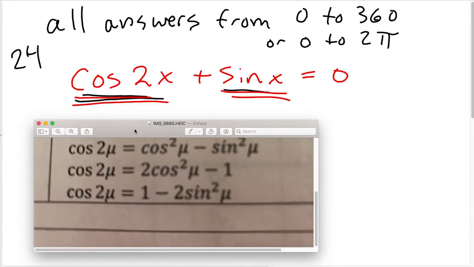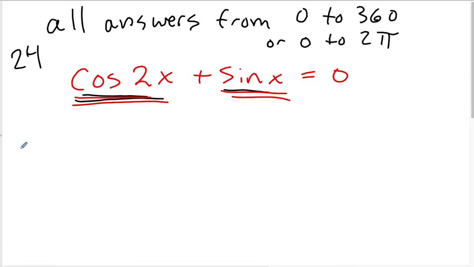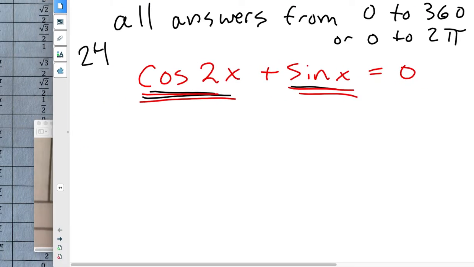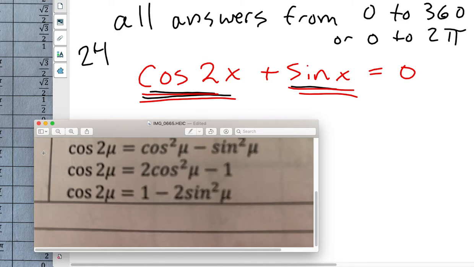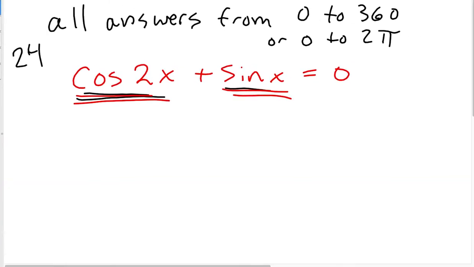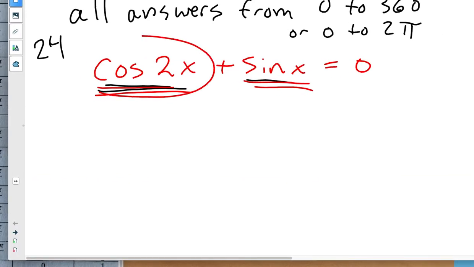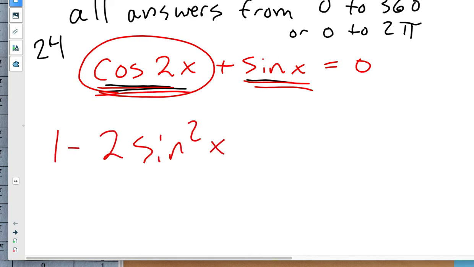We have the first one, the second one, or the third one. There are three different options, and we want to choose the one that gets rid of cosine. So I'm going to choose the bottom one here. I'm going to take that one, 1 minus 2 sine squared of u, and put that in for cosine. So this becomes 1 minus 2 sine squared of x.